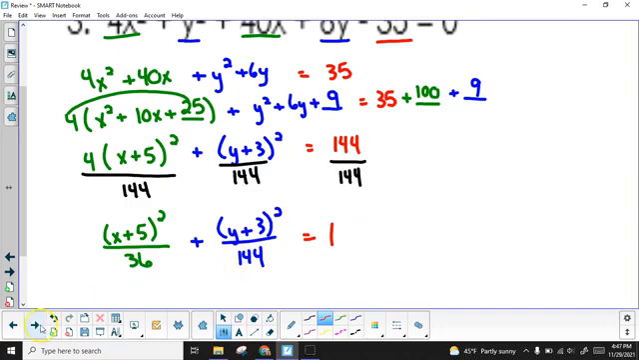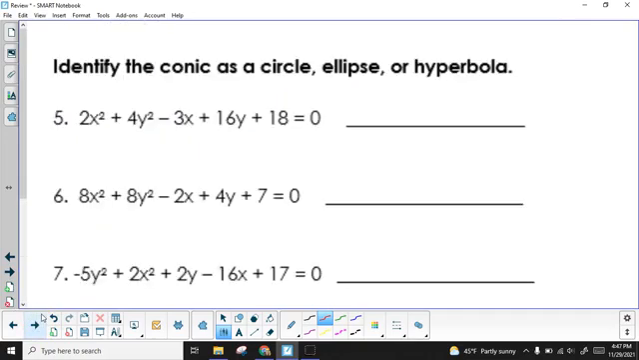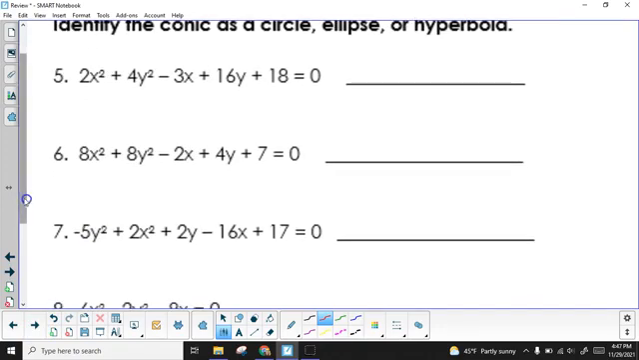Moving on to our next section, we're supposed to identify the conic as a circle, ellipse, or hyperbola. Look for the signs of the squared terms, and then look at the coefficients of those squared terms. For number 5, we do have two squared terms, an x squared and a y squared. They're both the same sign, and they have different coefficients, which makes this an ellipse.